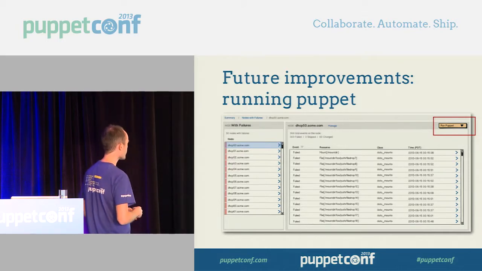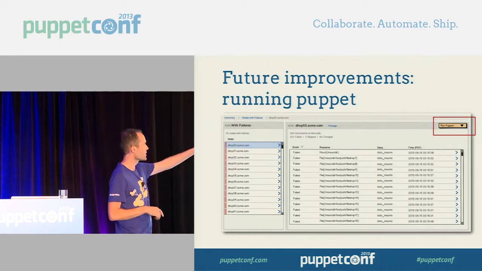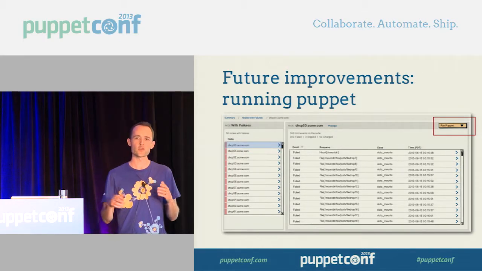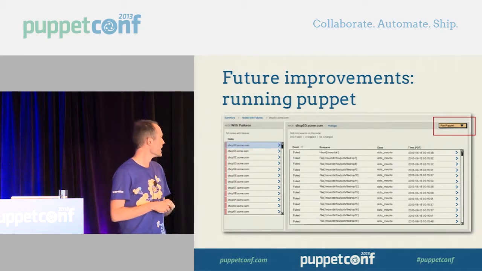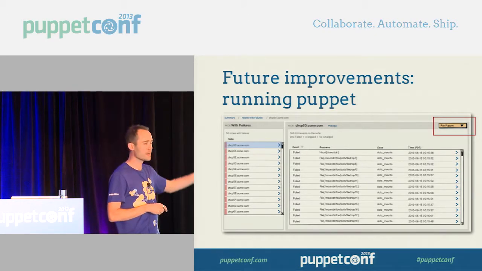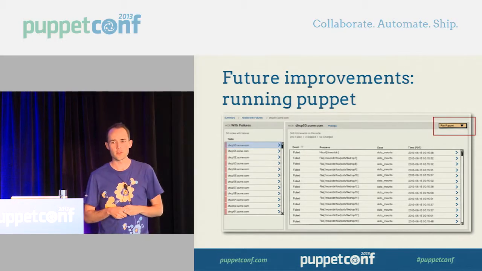So if I'm looking at a failed node, I want to be able to make changes to my manifest, try to resolve the issue, run Puppet, and see if it's cleared up, right? And being able to run no-op from here as well. That's not represented up here, but being able to run no-op from the UI as well.